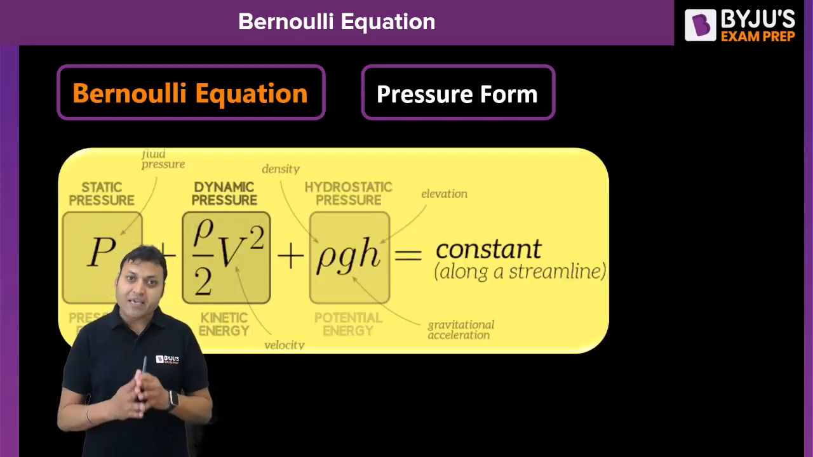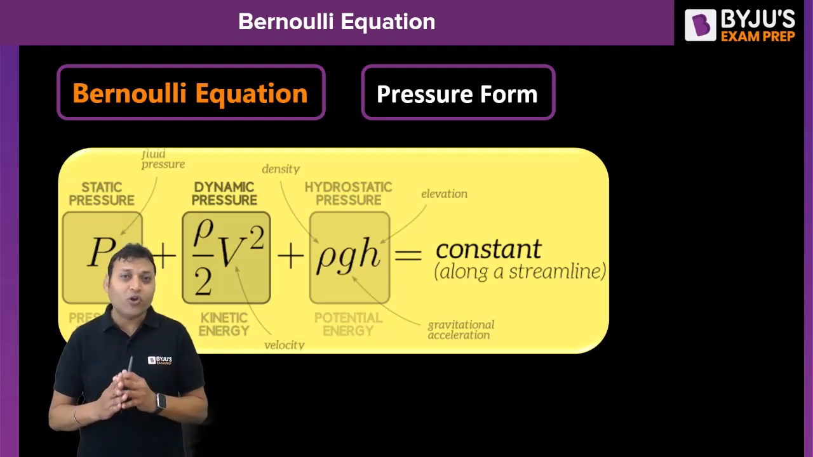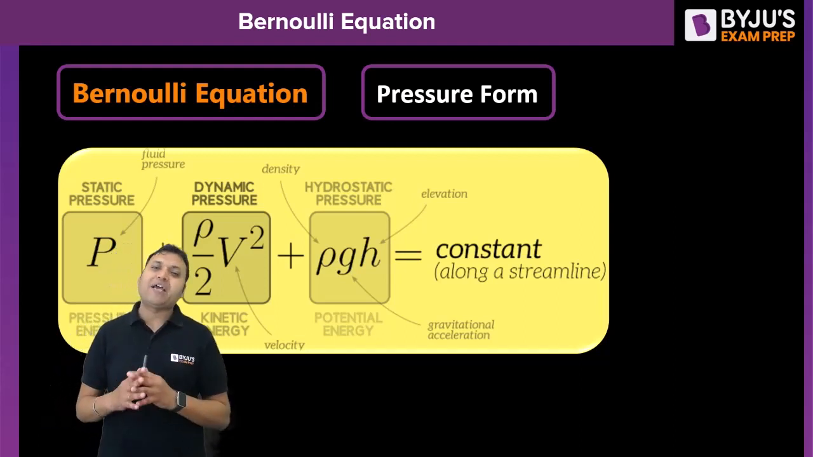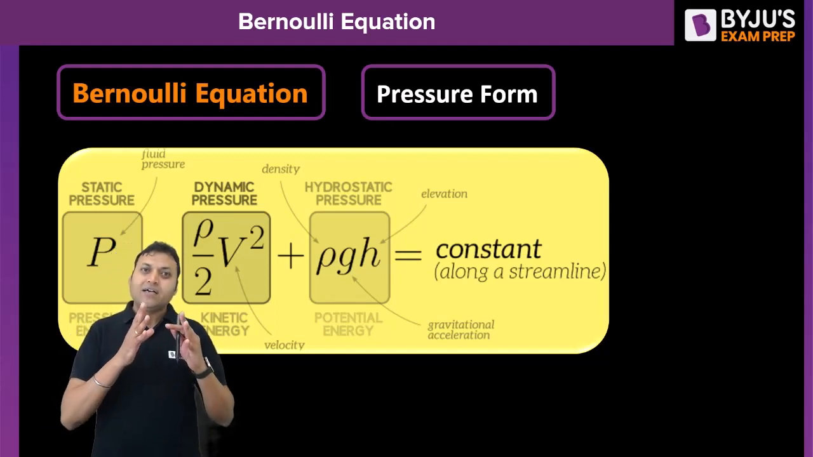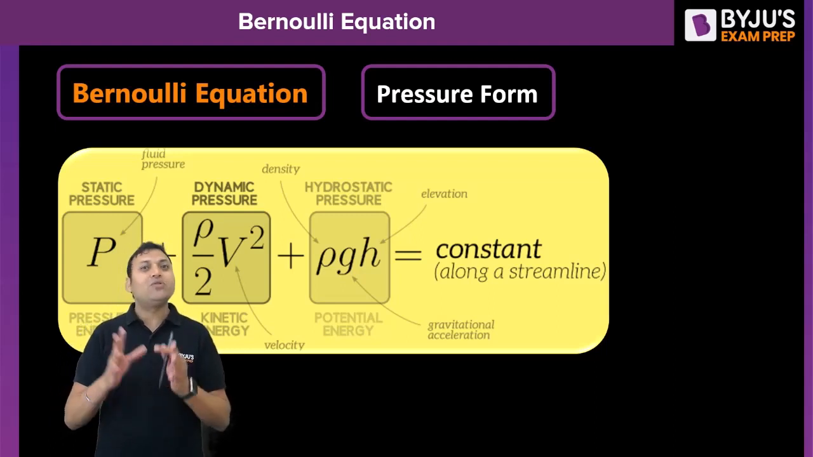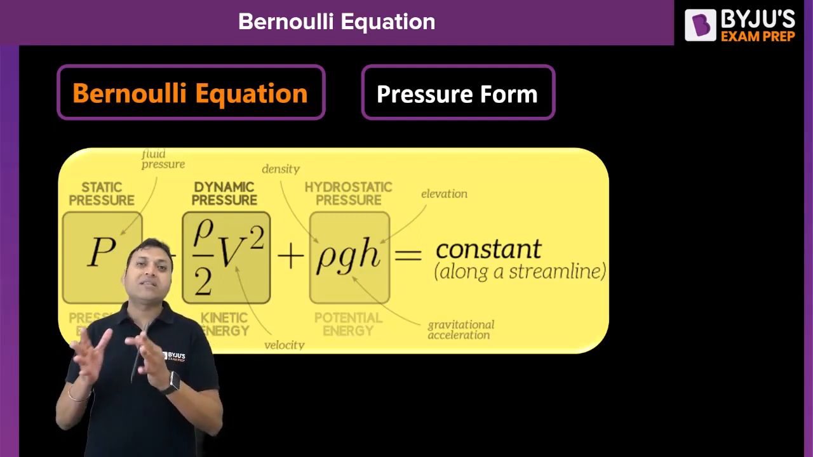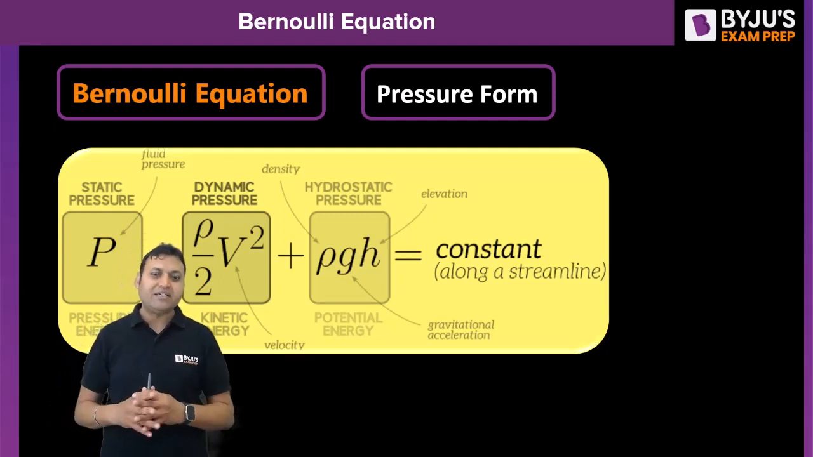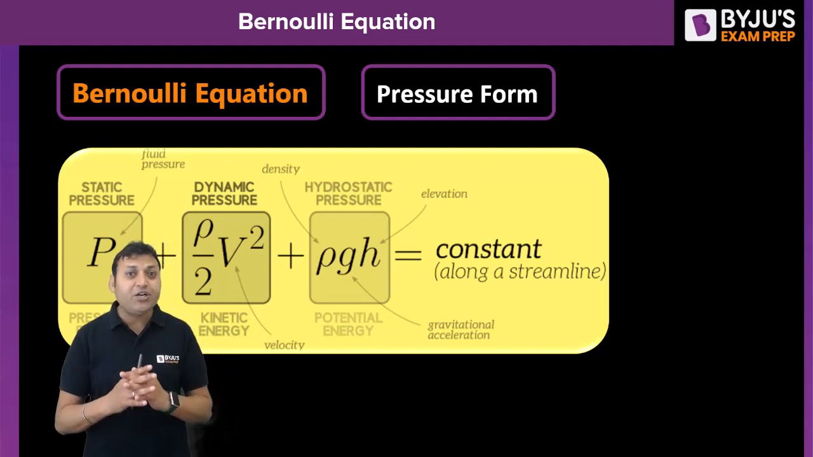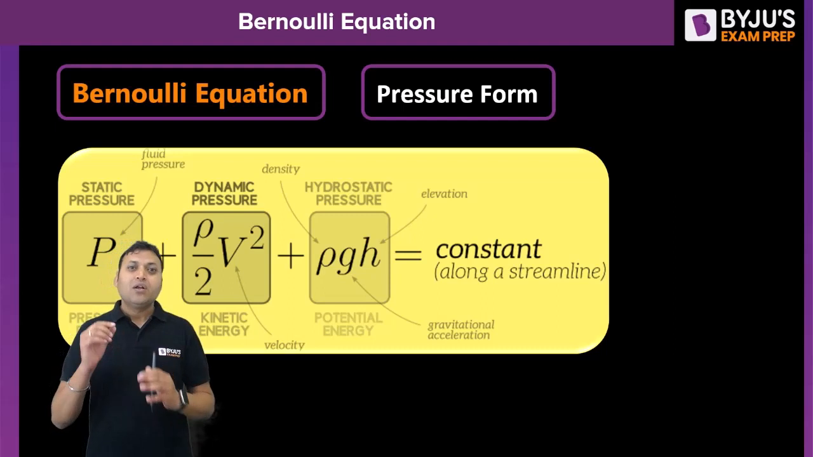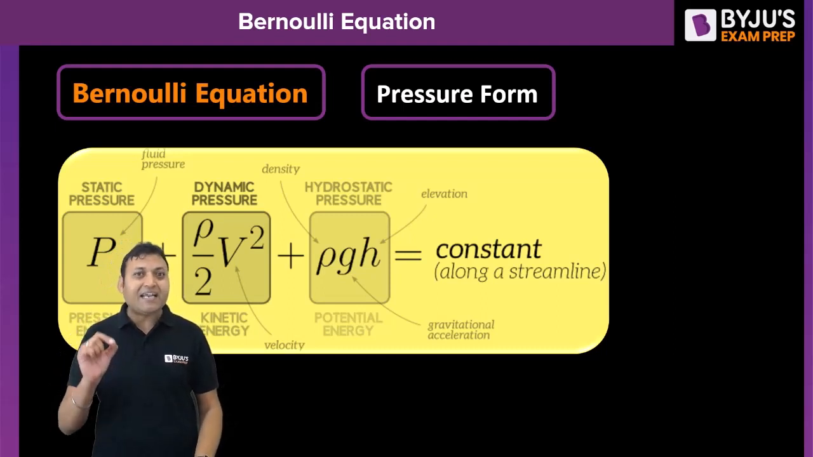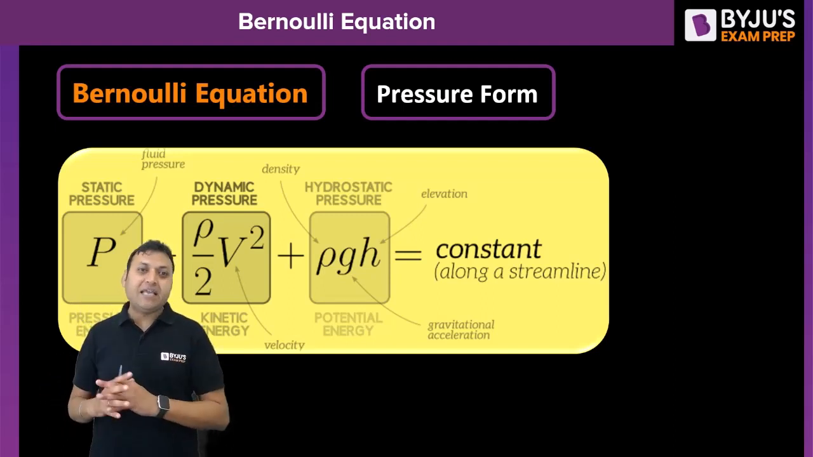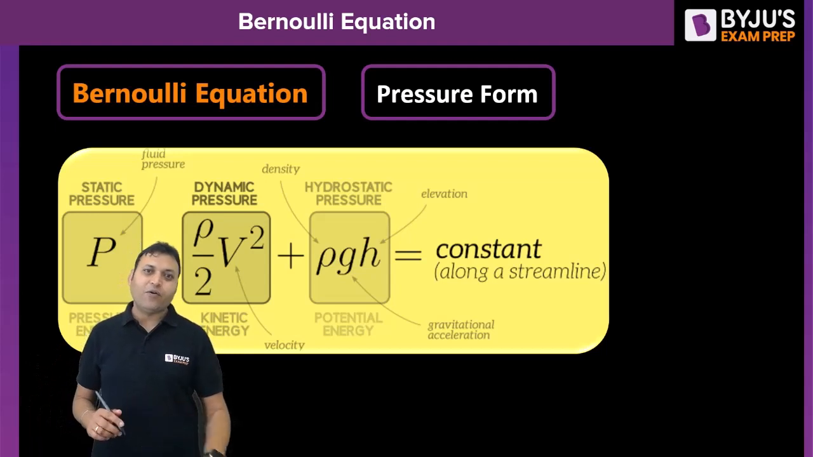The first term P represents the static pressure of the flowing fluid. The second term, rho V square by 2, becomes the dynamic pressure of the flowing fluid, which is the pressure developed due to the velocity or the kinetic energy or the motion of the flowing fluid, which depends on the density as well as the velocity. And the third term represents the hydrostatic pressure of the flowing fluid. It is the pressure which is exerted due to gravity. So the sum of these three pressures remains constant for an ideal flow.